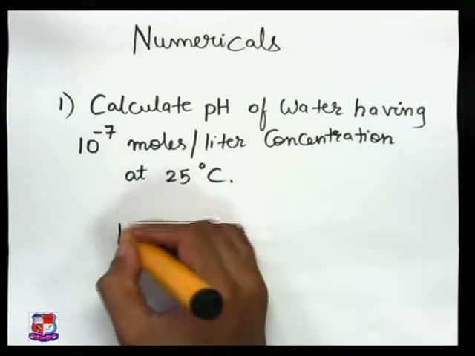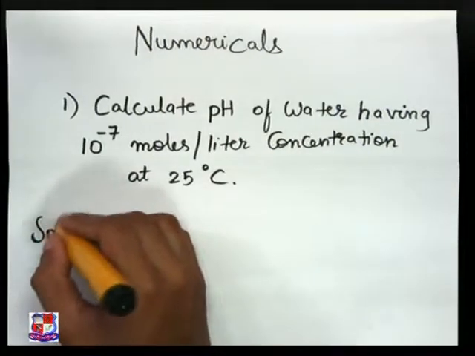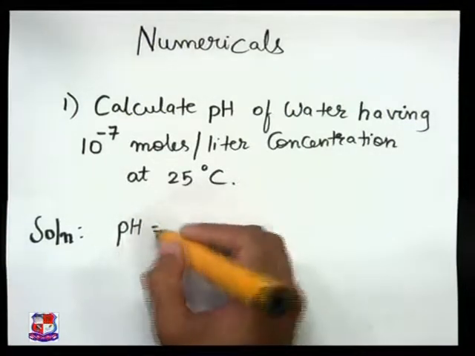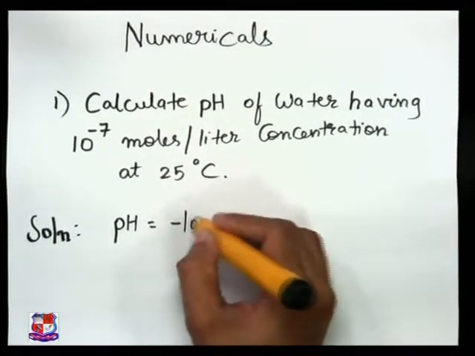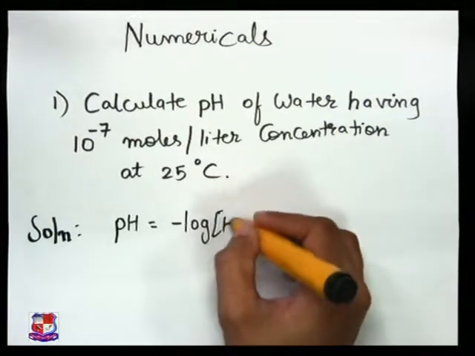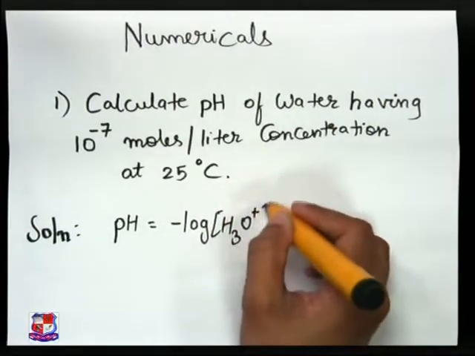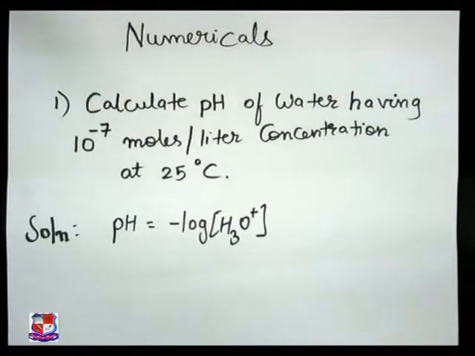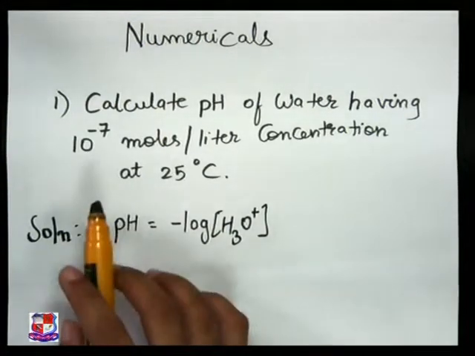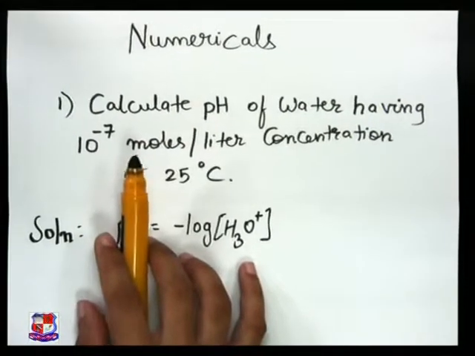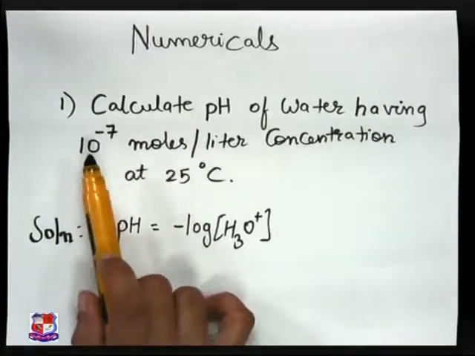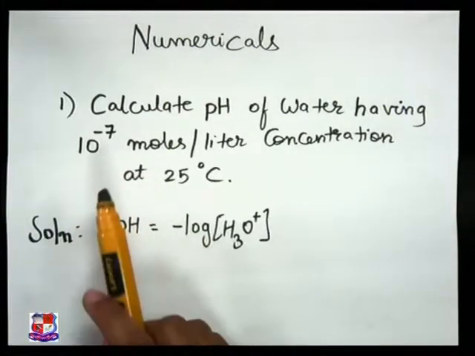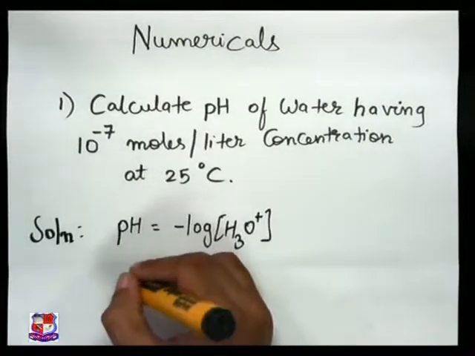The solution to this numerical is given as pH equal to minus log of H3O plus ion concentration. This is our formula that we have studied. Now look here in the numerical, what is given? We are given the moles per liter, that means we are given the concentration of the H3O plus ion. Now we'll put it into the data.